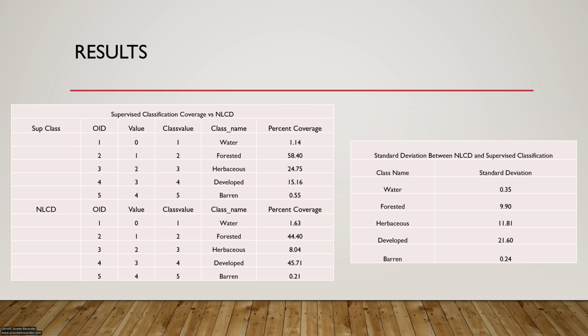So looking at some of the percentage of coverage, we see there is some variation between the two. Most notably, probably the developed, which has a standard deviation of 21.6, followed by herbaceous at 11.81, and then finally forested that had a 9.90 standard deviation, with the water and the barren coverage being the most agreeable between the two.